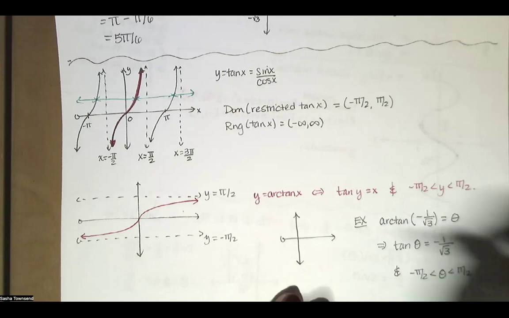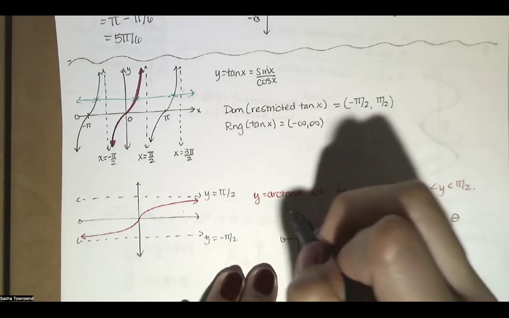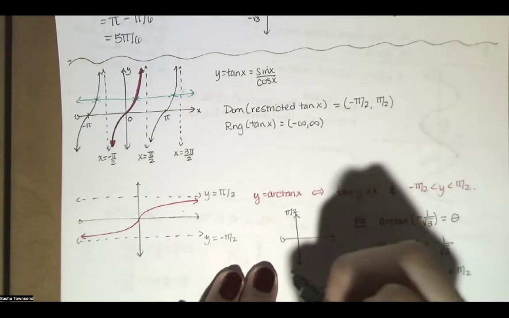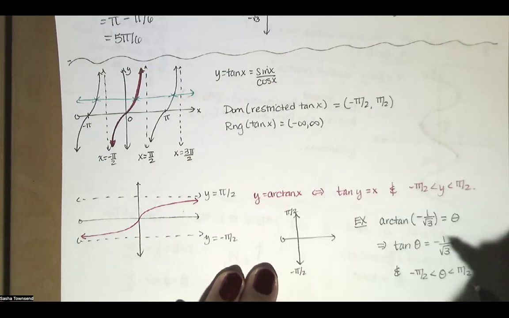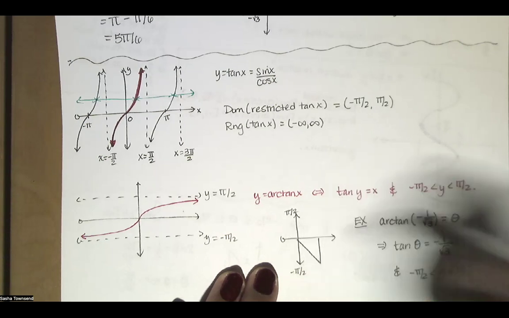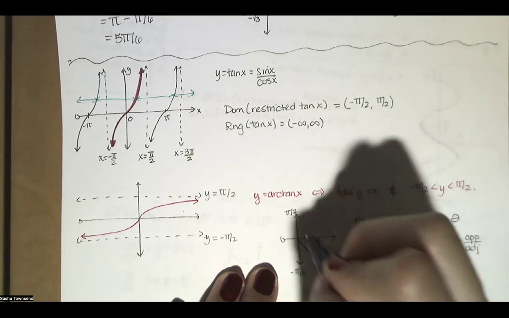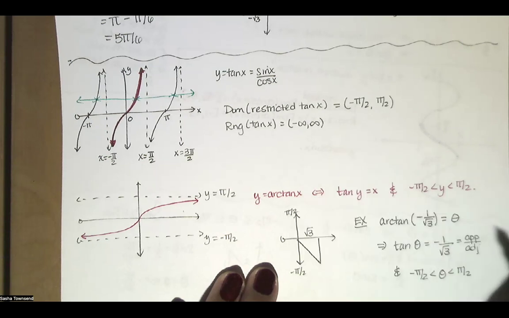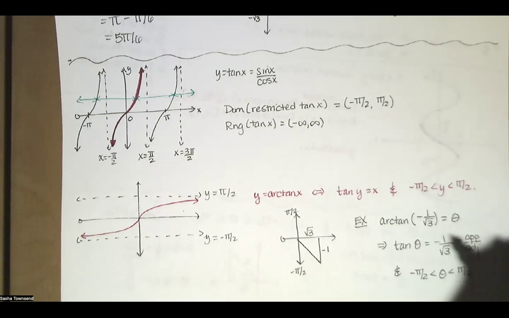So where's my tangent negative? Out of quadrants 1 and 4, we're looking for angles between negative pi over 2 and pi over 2, right? My tangent is going to be negative down here. Tangent is opposite over adjacent. So the adjacent side is square root of 3 units when the opposite side is 1 unit. And since y is negative in that quadrant, we have a negative 1 there.